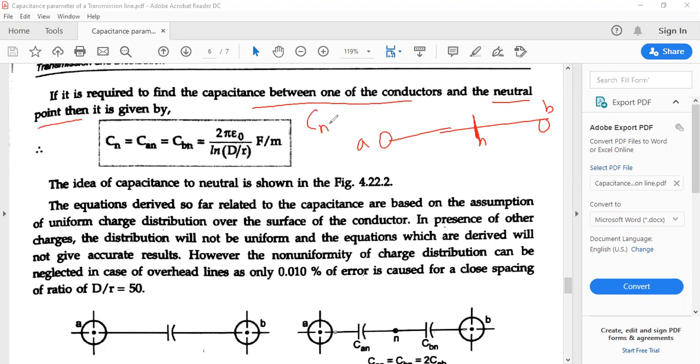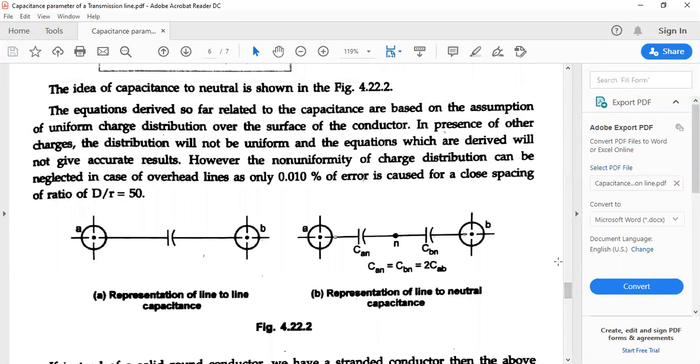It is generally given as Cn. Can equals Cbn, and it is given as 2 pi epsilon naught divided by ln of D divided by R. So these are the terms which are present there. So 2 pi epsilon naught, and D divided by R. So simple changes there. You can find out with the appropriate equations to be followed.